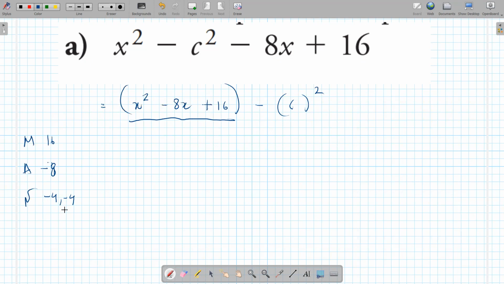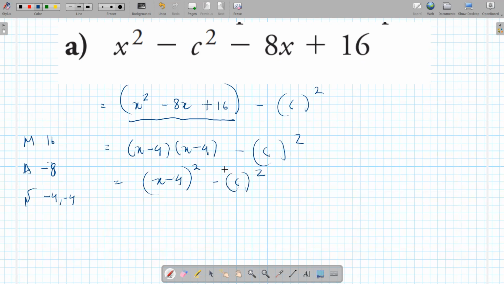Now, the leading coefficient is the number that's multiplied with the x squared term. If the leading coefficient is a 1, you can skip some steps. You can just say, hey, I know that's going to factor out to x minus 4 and x minus 4, which is (x minus 4) squared minus c squared. Now look at this. We had a trinomial, now we have a difference of squares. What does that factor out to? x minus 4 minus c, and then x minus 4 plus c, okay? And you're done. That's it.